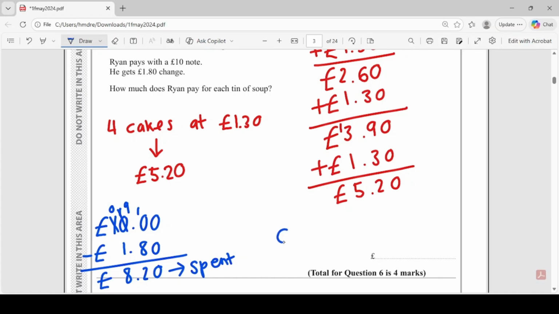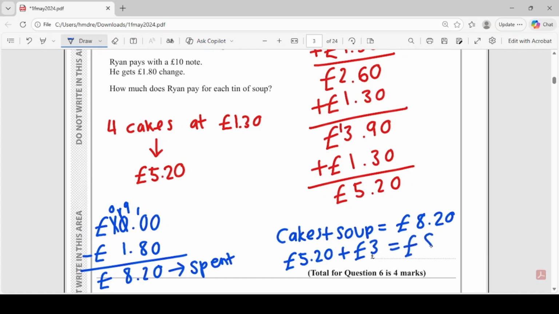We know that the cakes cost this. So cakes plus soup cost £8.20. We know that the cakes was £5.20. So that means the soup had to be £3, because that would add up to our £8.20. Okay, so our soup is £3.